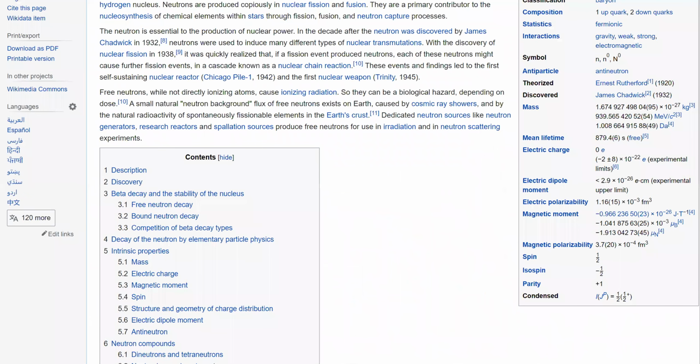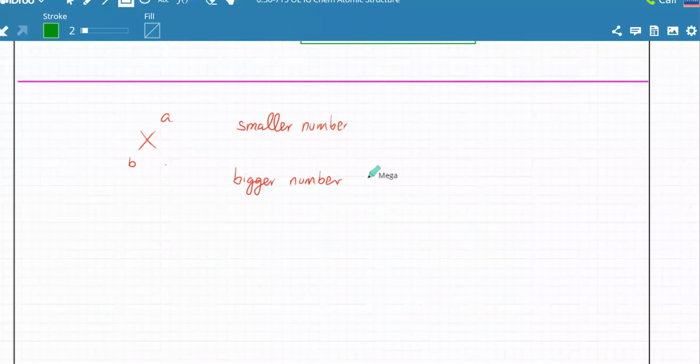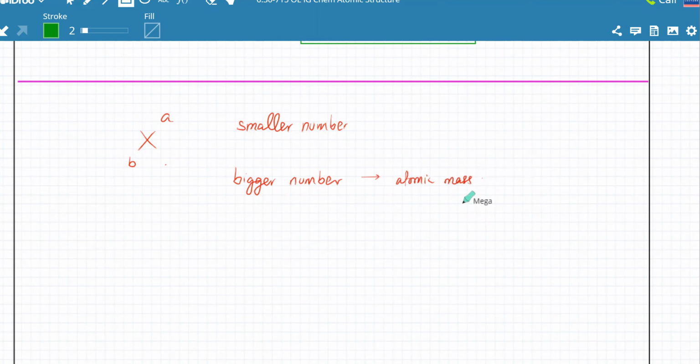The big number is known as your atomic mass, or more specifically, your relative atomic mass. Simultaneously, it's also known as your nuclear number.